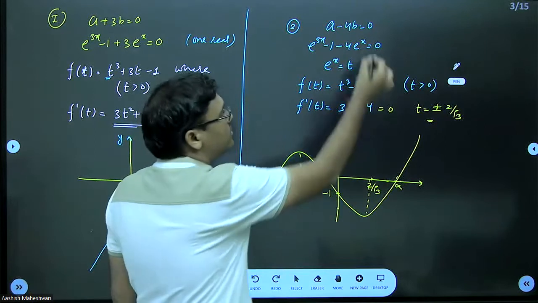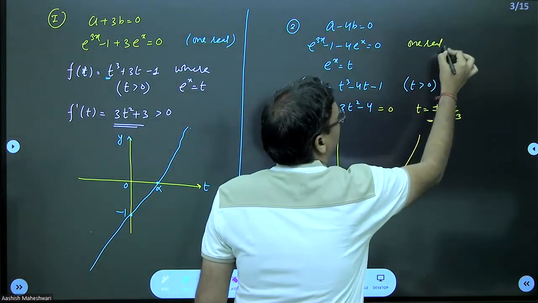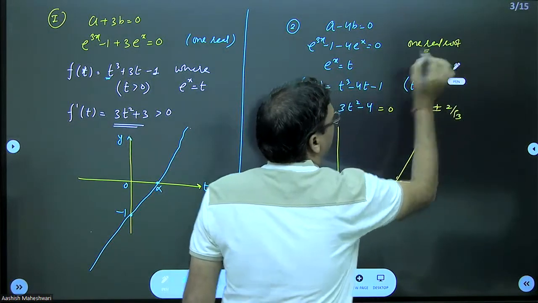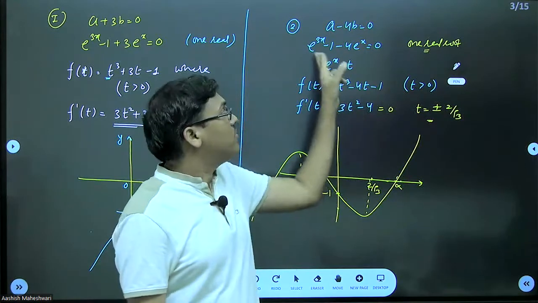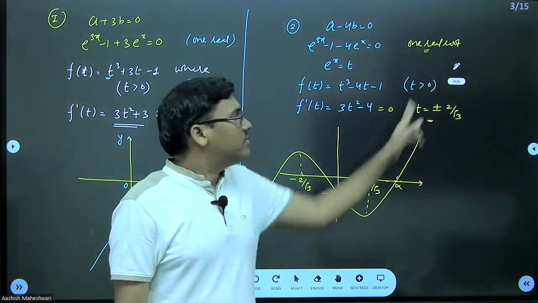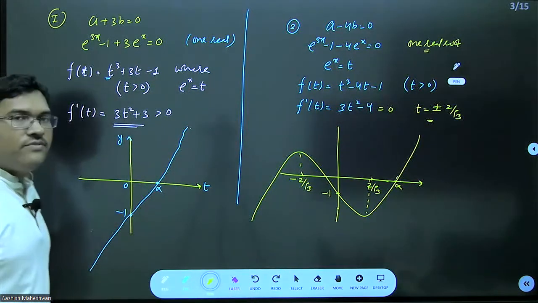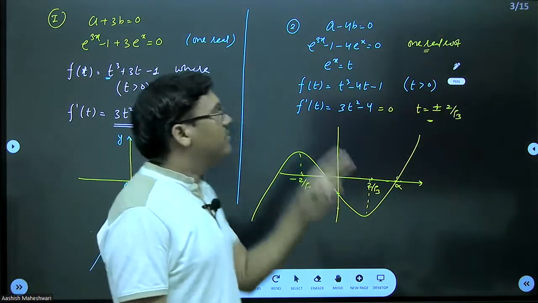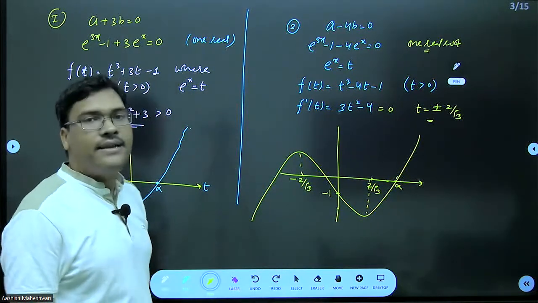So how many roots of this equation will we have? Only one real root. Why one real root? Again, because t has to be positive, so you always have to look for the root among positive values, correct? So what is the root? This is one real root, correct? So how many total roots of this equation do we have? We have two roots of the equation. One from this case, other from this case. So this is how you can analyze this graph.